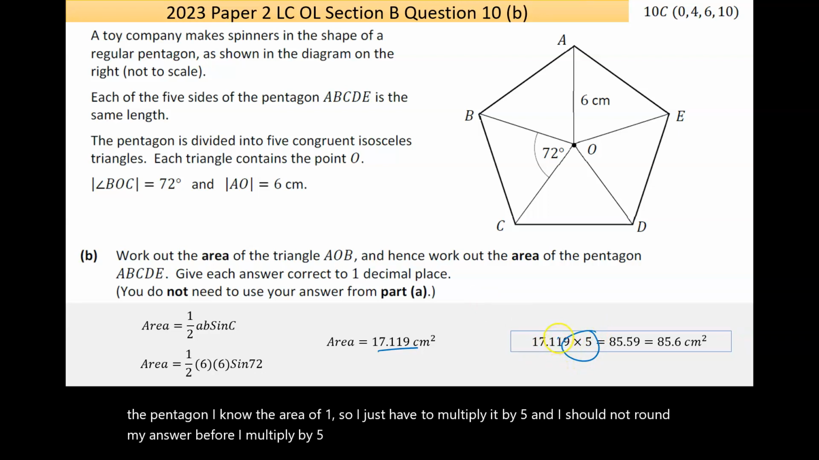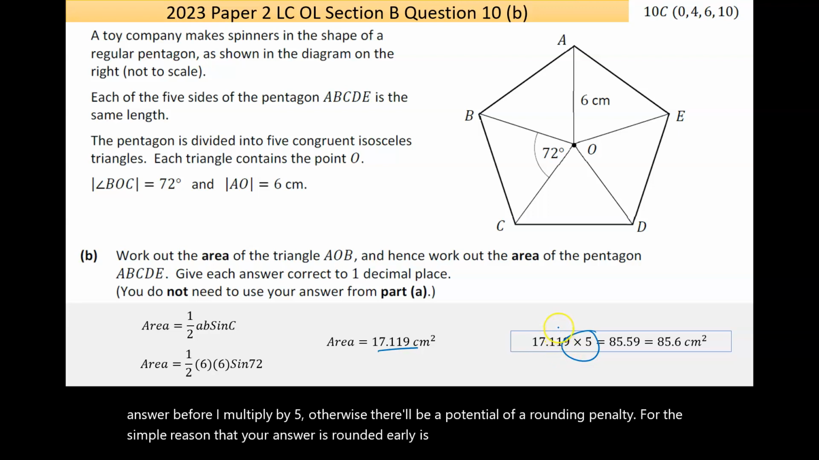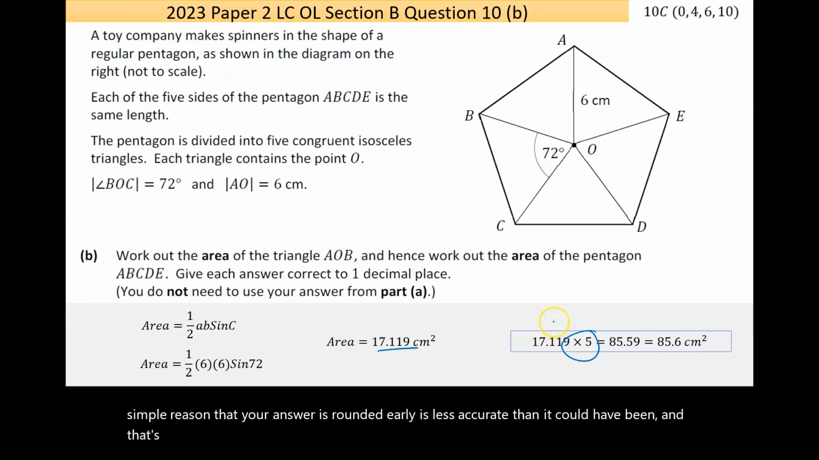Otherwise, there'll be a potential of a rounding penalty, for the simple reason that your answer, if rounded early, is less accurate than it could have been. And that's where the rounding penalty comes in. Right, that's a 10 marker.